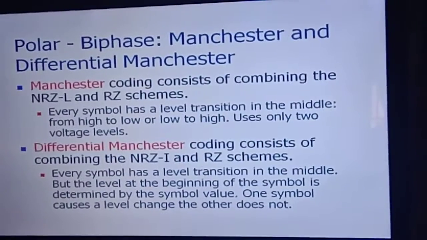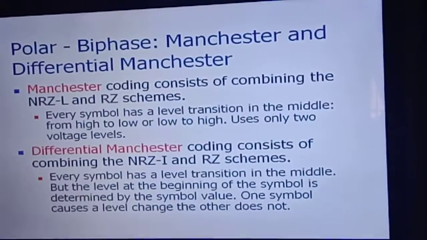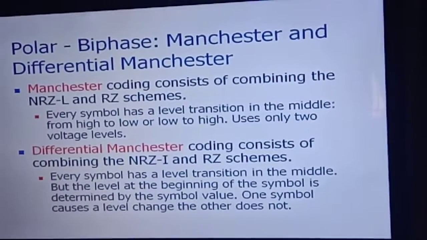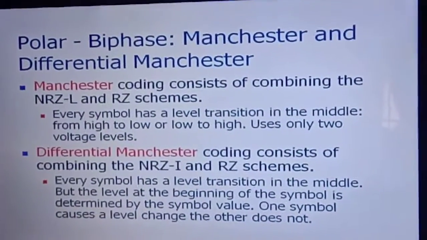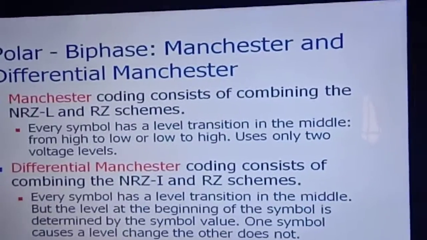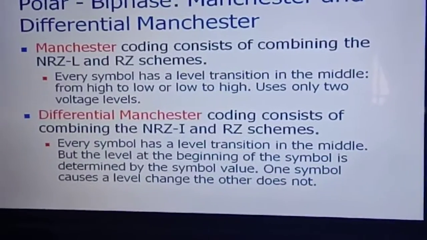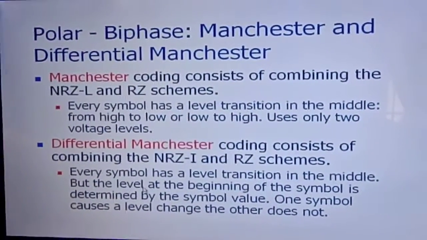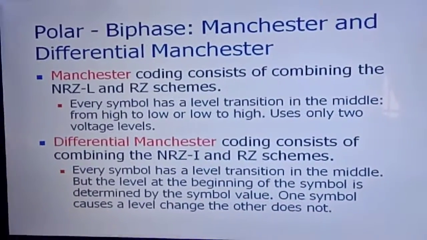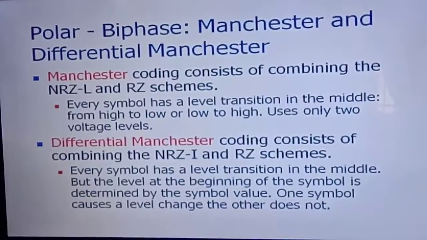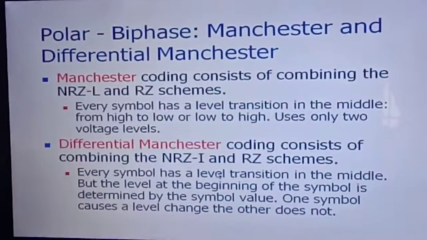Differential Manchester consists of combining non-return to zero inverse and return to zero schemes. Every symbol has a level transition in the middle, but the level at the beginning of the symbol is determined by the symbol value. One symbol causes a level change, the other does not. That is, in inversion we are considering there is a signal change for 1 and no signal change for 0. We are using that method here and combining it with return to zero, that is, coming to the neutral state, combining both.